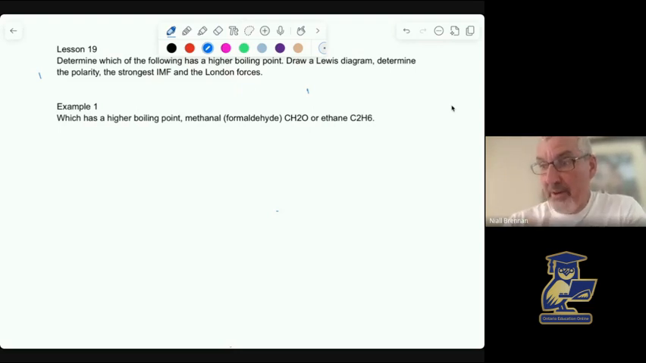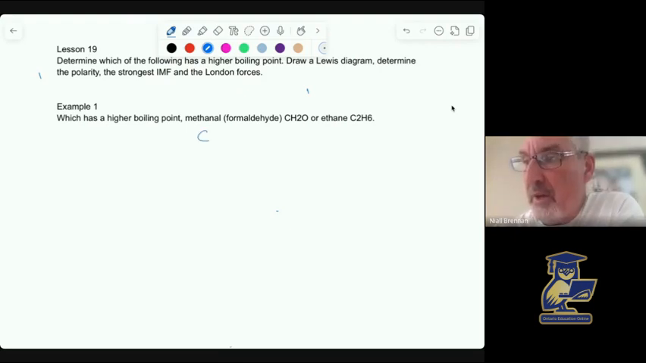Draw a Lewis diagram, determine the polarity, the strongest intermolecular force, and the London forces. So we're going to put all that together and compare the two. Which one has a higher boiling point: methanal, better known as formaldehyde, or ethane, C2H6, which you will be learning about in the next unit? All right, let's start with the Lewis diagram.